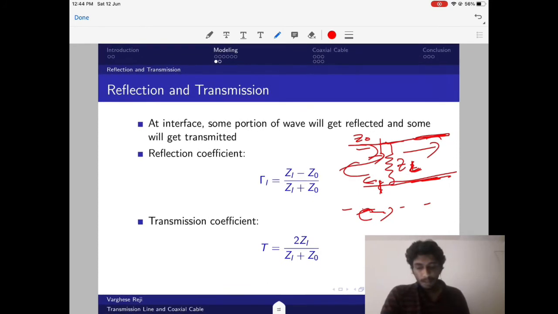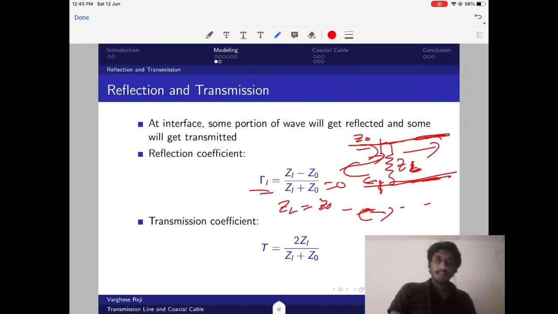Now, if Z_L equals Z0, the reflection coefficient will become 0. That means no waves will get reflected. All waves get transmitted. This condition is called impedance matching. So by matching the impedance, the whole power will get transmitted to the load. All power means all power from the transmission line will get transmitted to the load resistance, that is impedance matching.